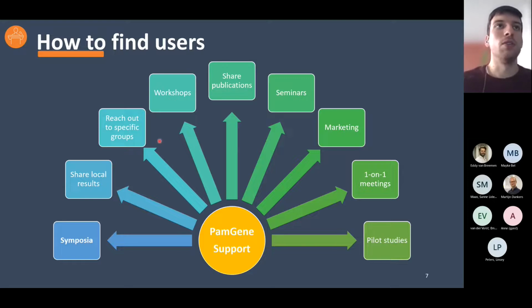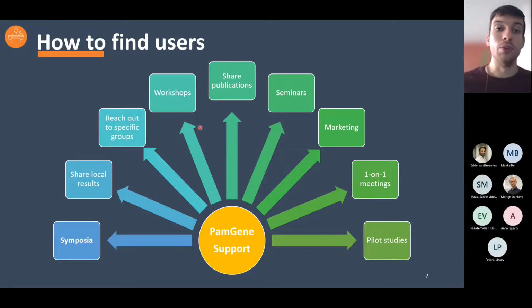Along the same lines, you can also reach out to specific groups, so groups that would be interested in these assays. You can always approach them directly. This is also what we do. If we're setting up a new trial for a PAM station, we also look at groups that might be interested in using the platform.